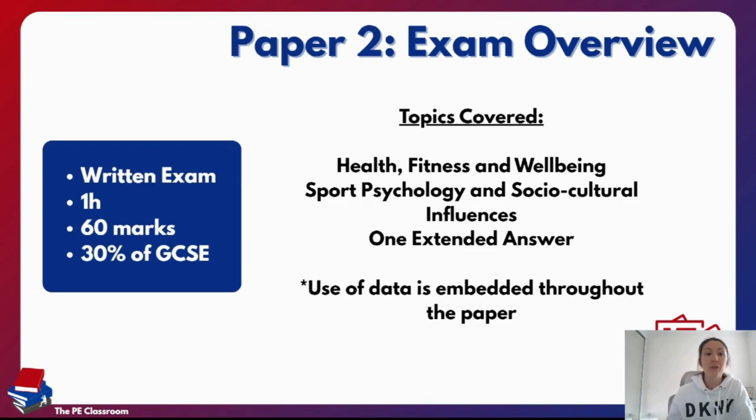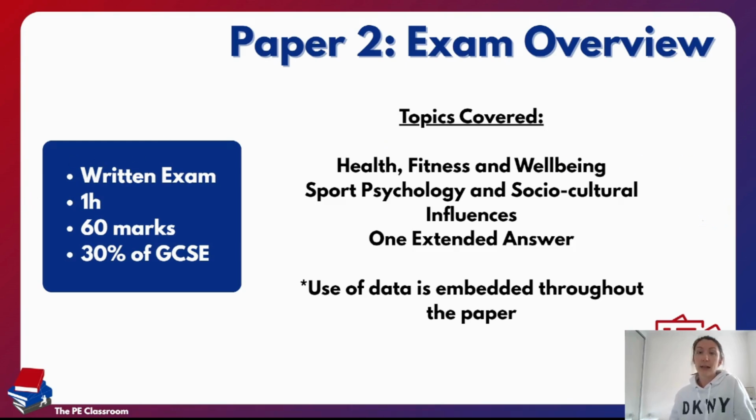Okay, and then paper 2 overview. Again it's an hour, it is 60 marks in total, and again it is 30% of your GCSE, but the topics that are covered are health, fitness and well-being, sports psychology and socio-cultural influences. Again there'll be one extended answer towards the end, and you will have use of data questions throughout the paper as well. Okay, so that is just a really quick overview of the 2 papers.